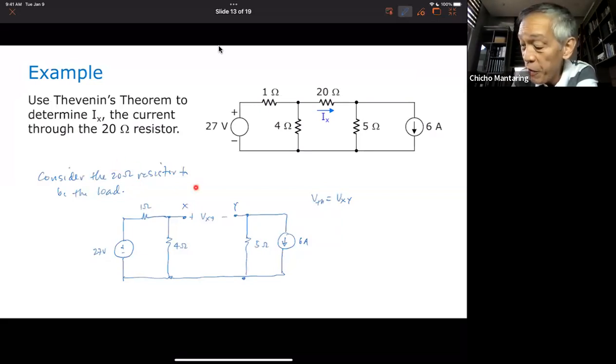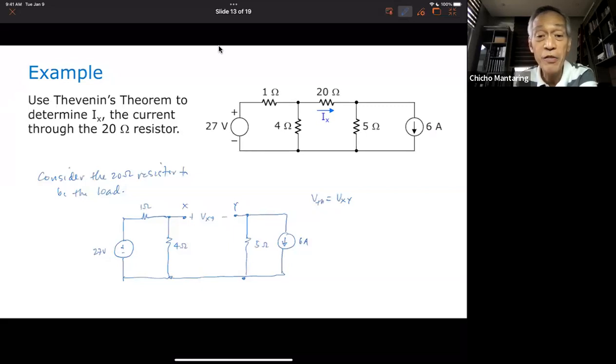And now I'm going to simplify this. This is now my network A. I'm going to simplify this into a Thevenin equivalent. And my strategy is, after this has been simplified, I will return the 20 ohms. And now it should be easier for me to compute for the current that will flow through that 20 ohm. So that's the overall strategy.